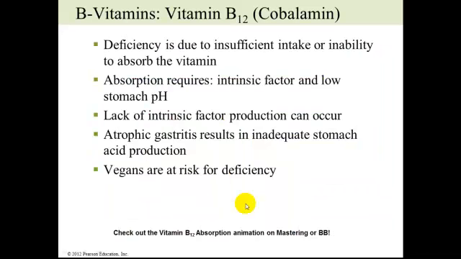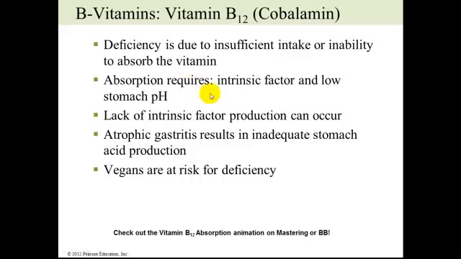Okay. Now, another way that there is a deficiency is not that you're not taking in enough vitamin B12, but that you're not able to absorb it. And some reasons why you might not be able to absorb a vitamin have to do with a low pH in the stomach. This is a common problem in the aging population, where the ability of the stomach to actually break down food so things can be absorbed drops.